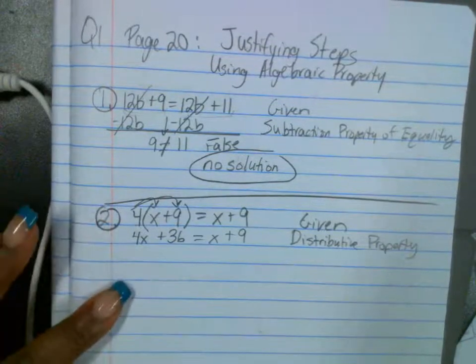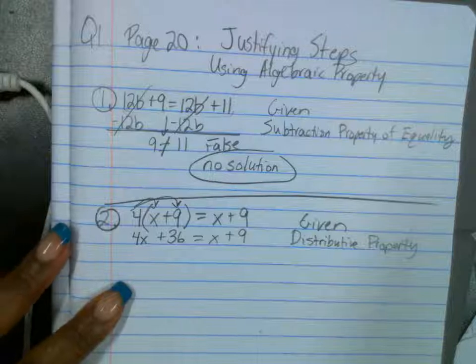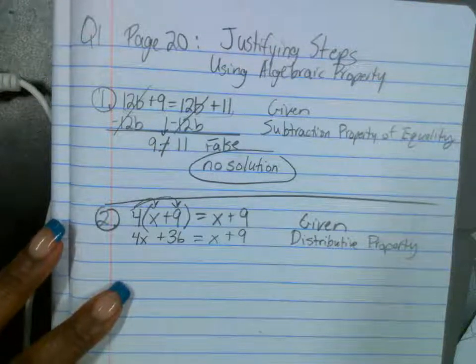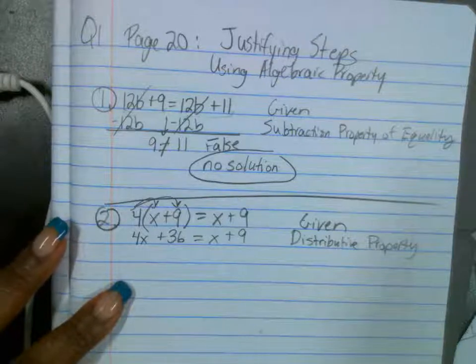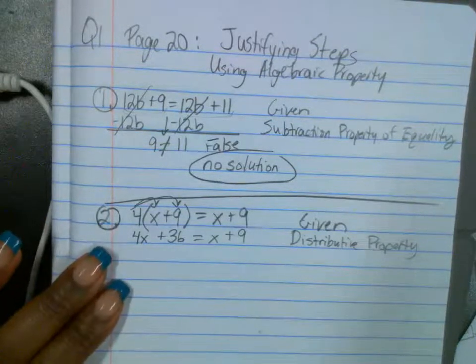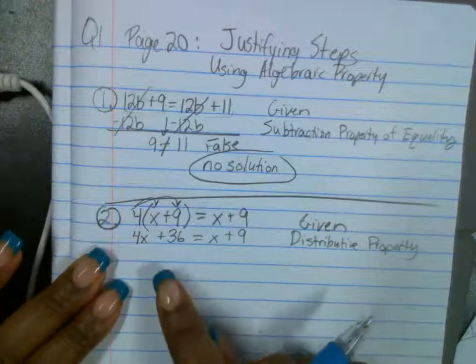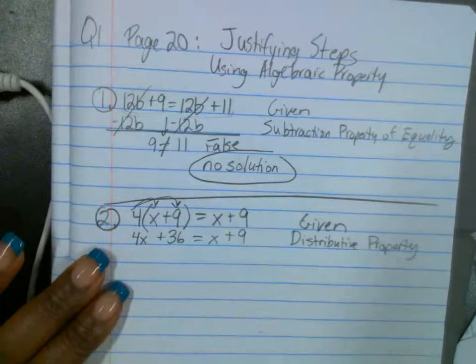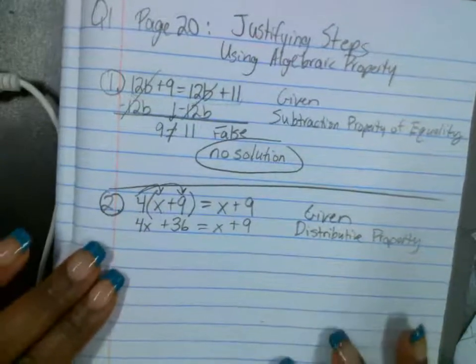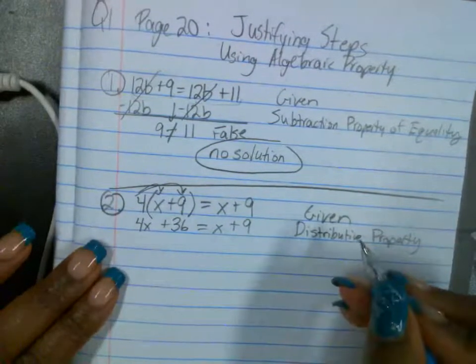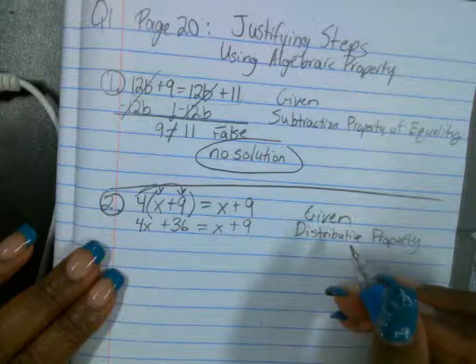Any questions so far? Okay. After distributive property, what is the next thing that I'm going to do in order to solve for x? What's my next step? Anybody know? Yes, baby. Move the variables to the same side.